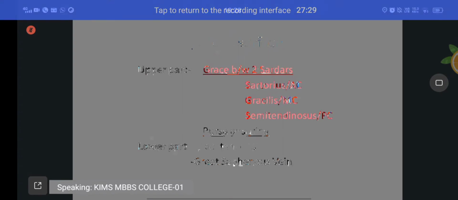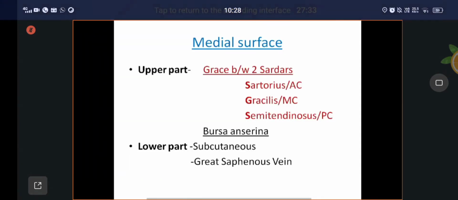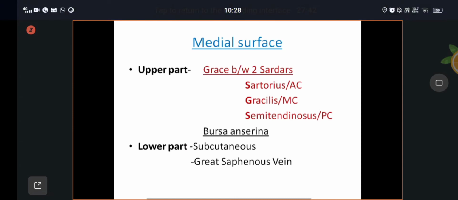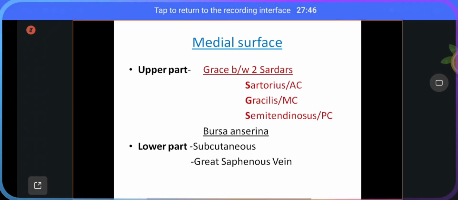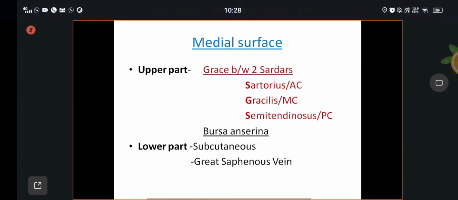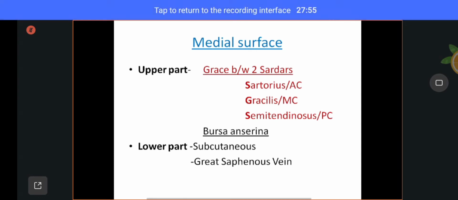That upper part receives the insertions of 3 muscles from the 3 compartments of the thigh. That is very, very important. From the anterior compartment of the thigh, sartorius muscle, medial compartment of thigh, gracilis muscle, and the posterior compartment of thigh, semitendinosus. There are 3 muscles from the 3 compartments. All are attached to the upper part of medial surface of tibia. You have to remember like this.